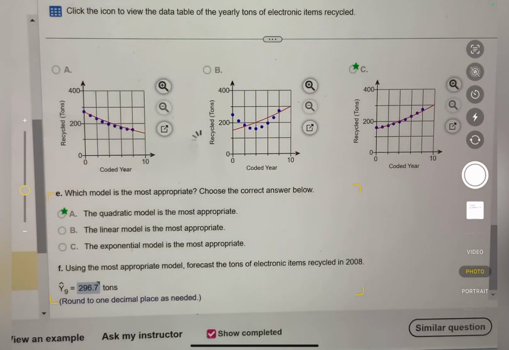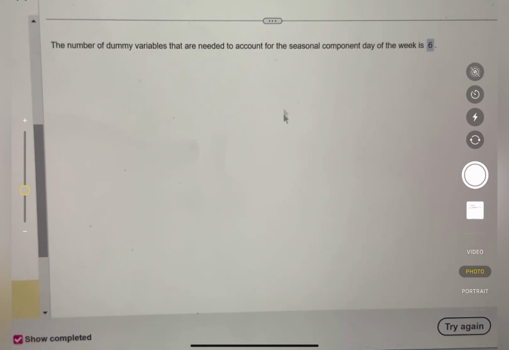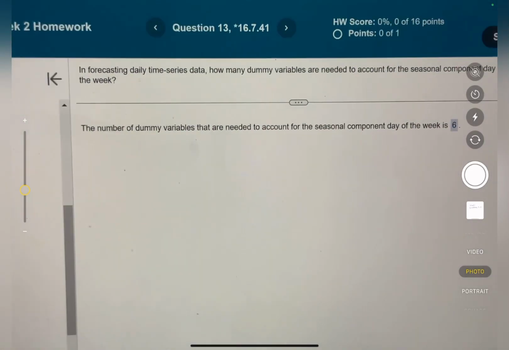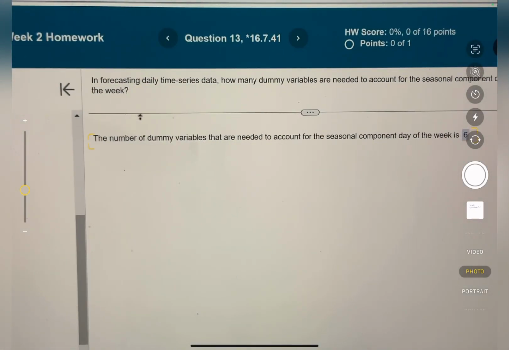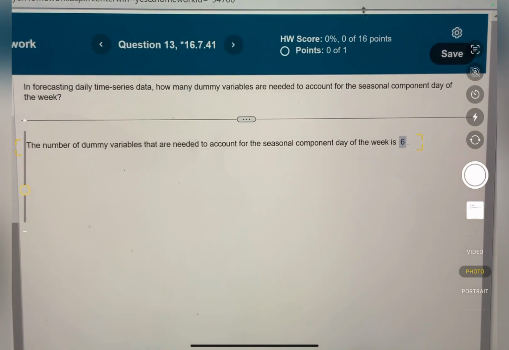Moving to number 13. Okay. What question do we have here? In forecasting daily time series data, how many dummy variables are needed to account for the seasonal component day of the week? Seasonal component, day of the week.